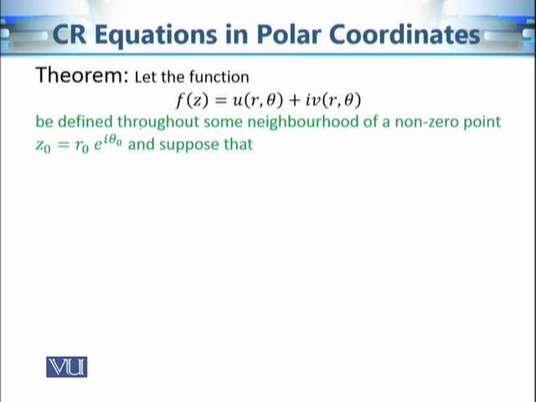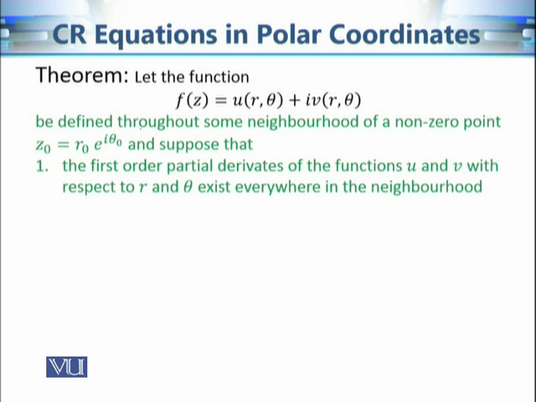Okay, so over here the function is given in polar coordinates. So the real part is a function of r and theta, the imaginary part is a function of r and theta, and we want to write down a result, a necessary and sufficient condition, which will check the differentiability at a complex number, and the complex number is given in terms of the polar coordinates r naught e raised to power iota theta naught.